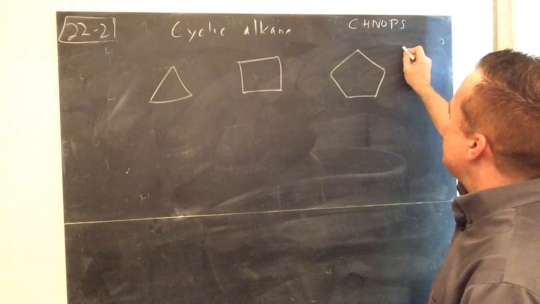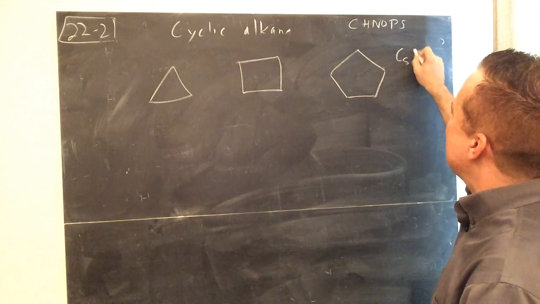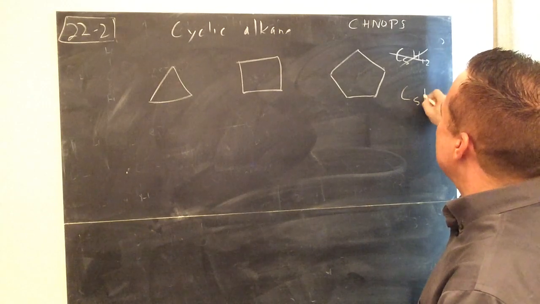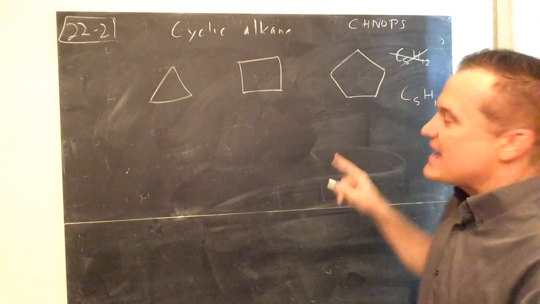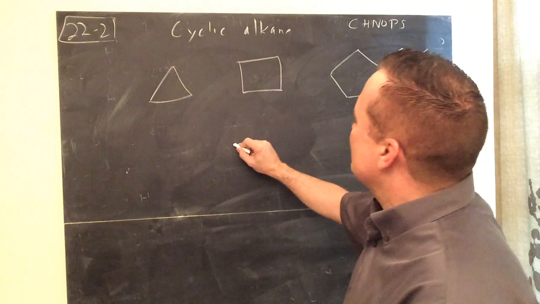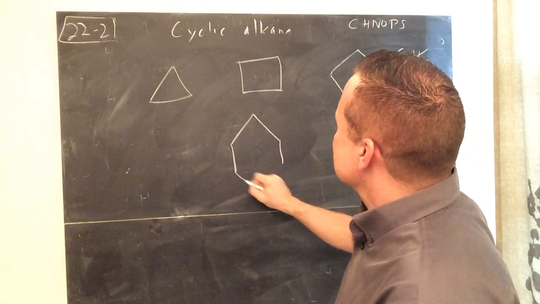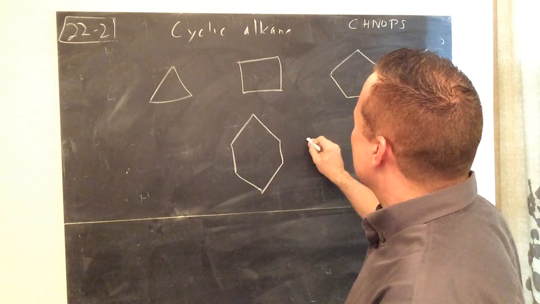See, pentane is C5H12, and that's not C5H12. That is C5H10. It is cyclopentane. And haven't you heard of this before? What is this? No, it's not a stop sign. It's cyclopropane.